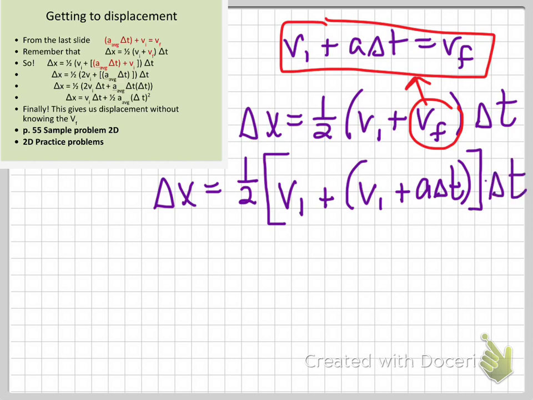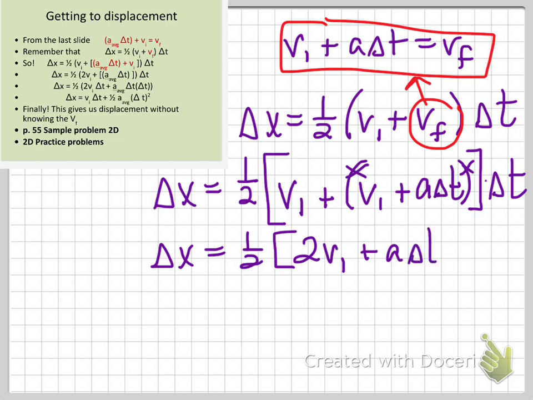Ooh, well, that's exciting. Excellent. Love it. So what do we get here? Okay, well, let's go to the next step. Delta X equals 1/2. Well, VI plus VI, this is all addition in here, so we can just vaporize the parentheses. So VI plus VI gives us 2 VI plus A delta T times delta T. So now we just have to distribute.